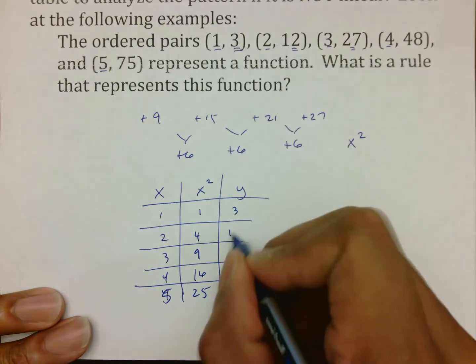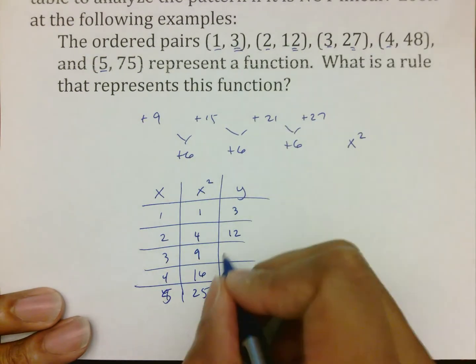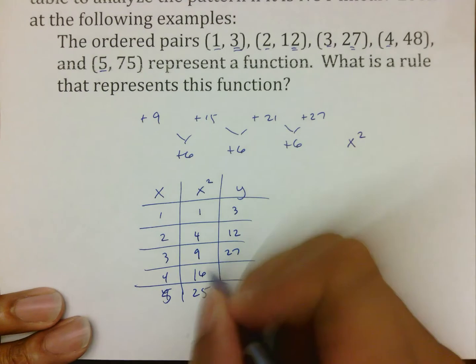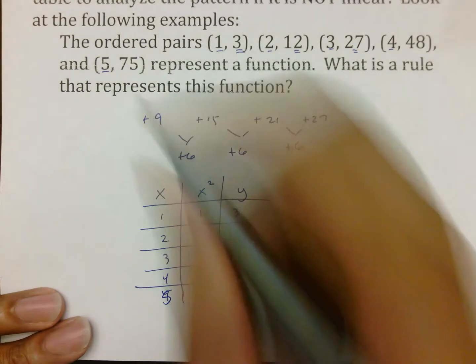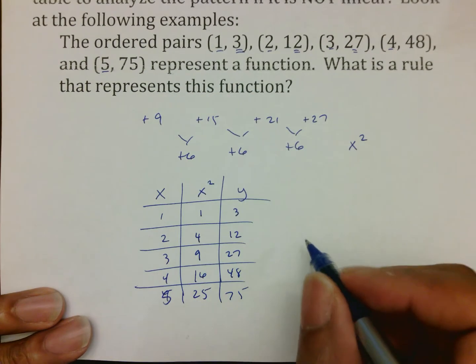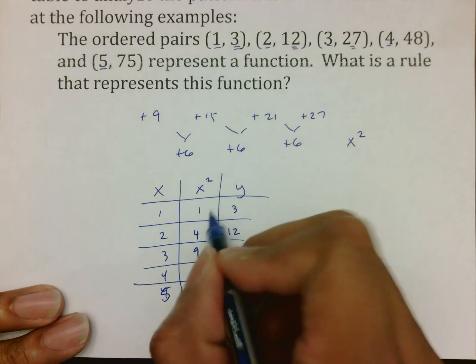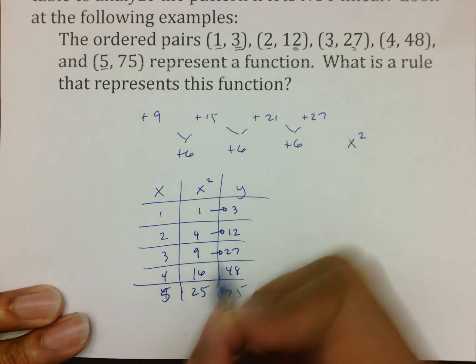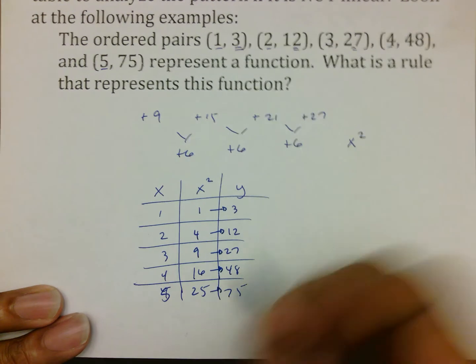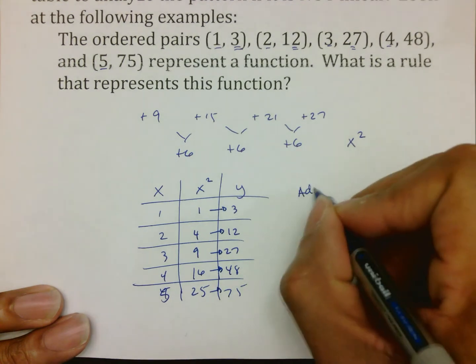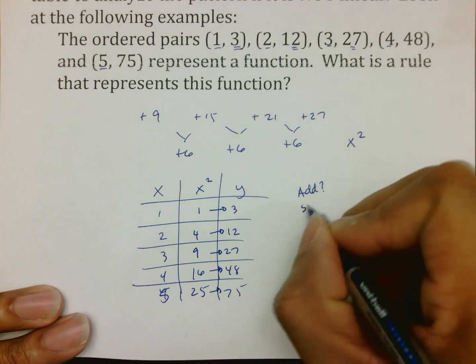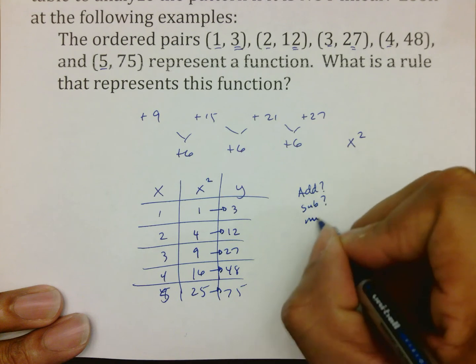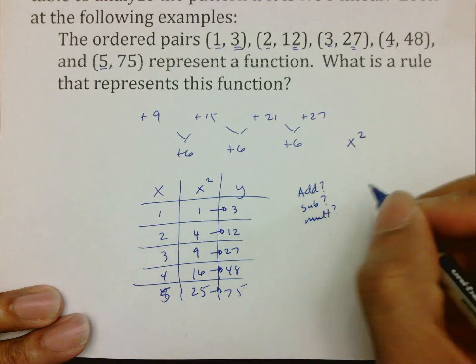that 2 led to 12, that 3 led to 27, that 4 actually led to 48, and that 5 actually led to 75. Now what we've got to do is figure out how we get this number to be that number by doing the same thing. And there are three things that usually happen. Either you add a value, you subtract a value, or you multiply a value.